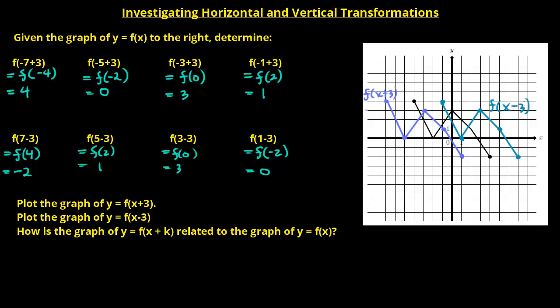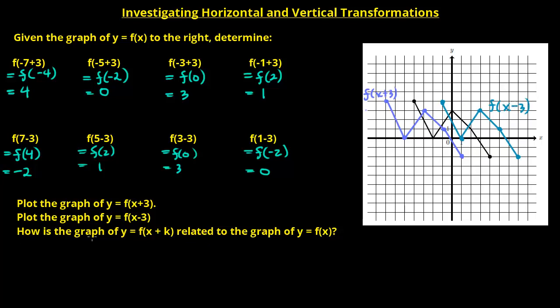f of x minus 3 shifts the graph 3 units to the right because think about f of 1 minus 3. You'll get the corresponding value for f of x 3 units later on the Cartesian plane. So that's why f of x minus 3 shifts the graph of f of x to the right 3 units.